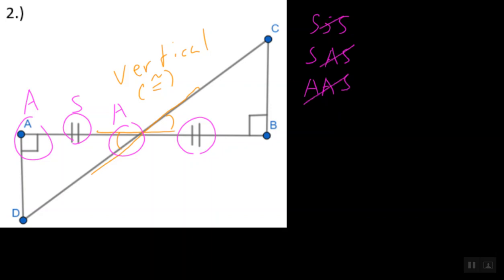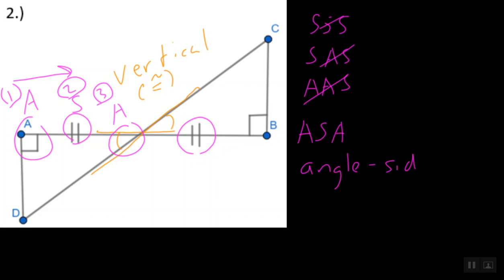In fact, as we look in this order, we would say the first thing that we see is an angle. The second thing we see is the side. And the third thing we see is an angle. And so these triangles are congruent by ASA, or angle, side, angle. Okay, finish taking the notes. Let's move on to our third example.